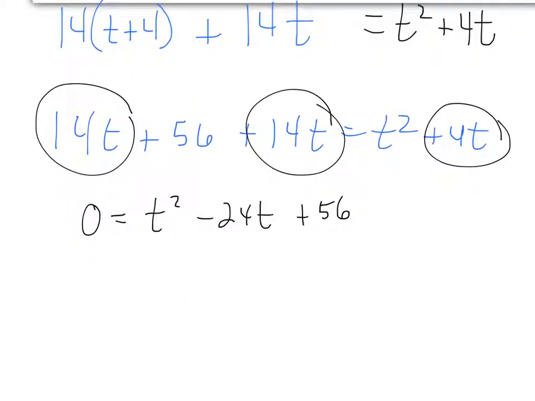Can this be factored? 8 times 7 is 56. No. 14 times 4 is 56. That doesn't add up. Closest is 2 and 28. Yeah, and that gives you 26. It doesn't work. All right, so quadratic. So we get 26.1 and 2.1.